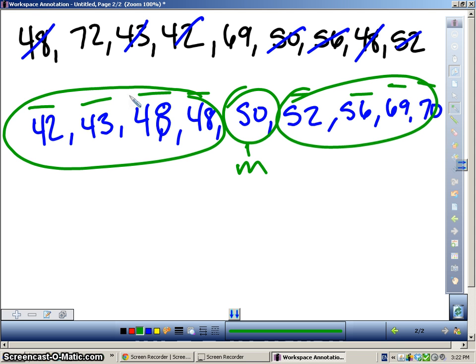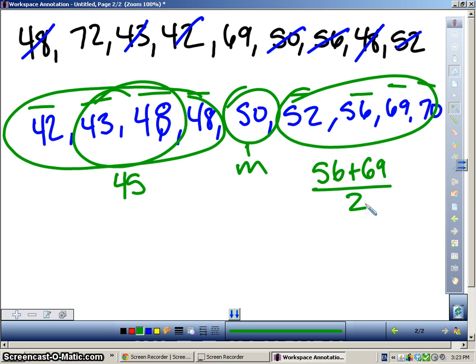So I've got 43 and 48 right here. I don't have just one number in the middle, I've got two numbers. So what I'm going to need to do is add them together and then divide by 2. And when I do that, I end up with 45 out of this one. This other one, I've got 56. In fact, let me just show you the math on this so you can see it. I'm going to have 56 plus 69 divided by 2.